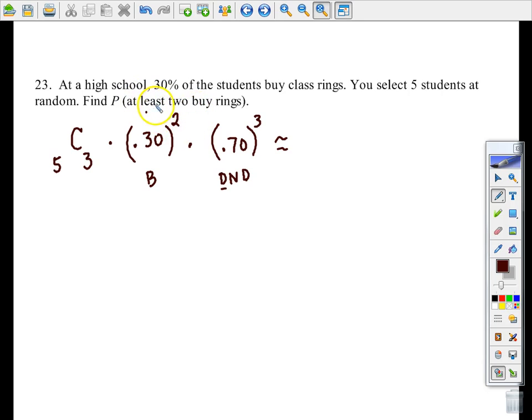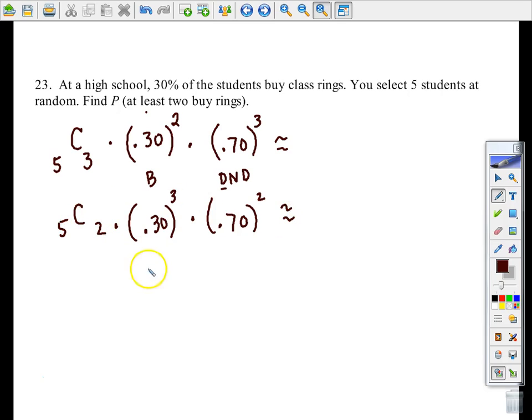Well, the thing you've got to be careful with is it doesn't say exactly 2, it says at least 2. So that means that we need to include the ones where 3 of them buy rings, 4 of them buy rings, and 5 of them buy rings. So this would be the term of the expansion that represents 3 people buying rings, meaning 2 people do not.